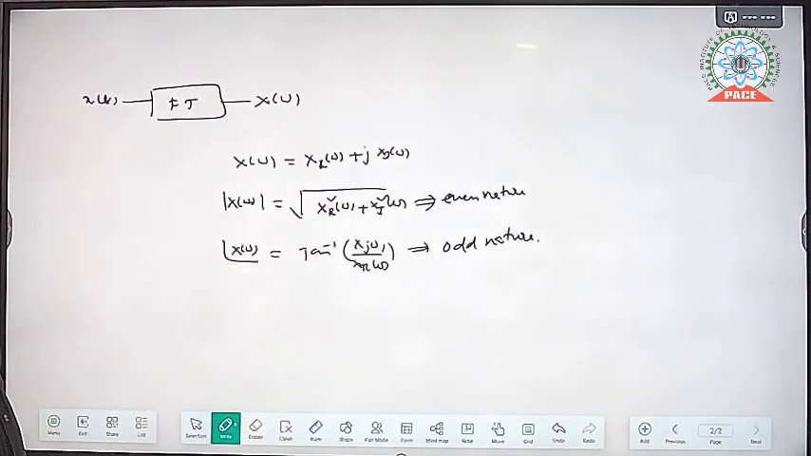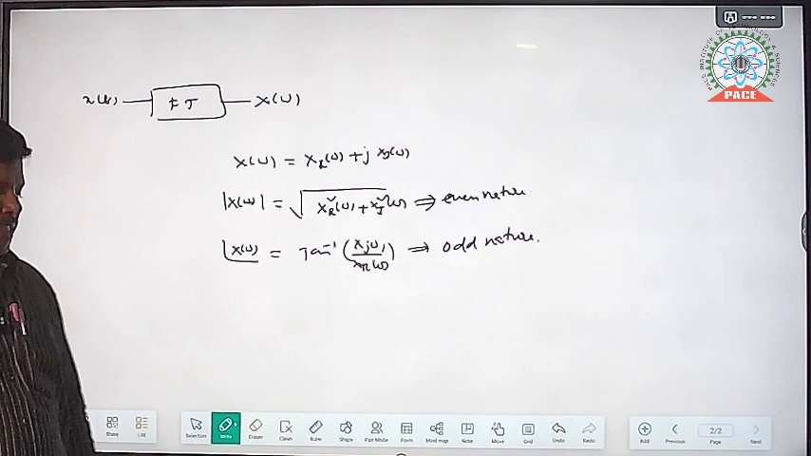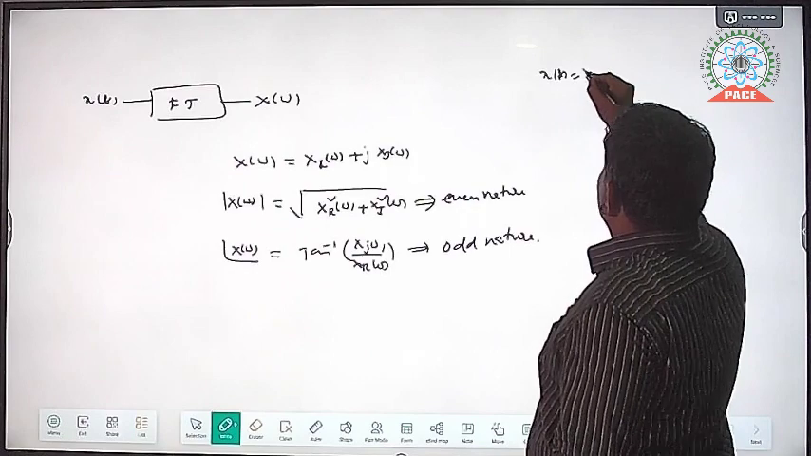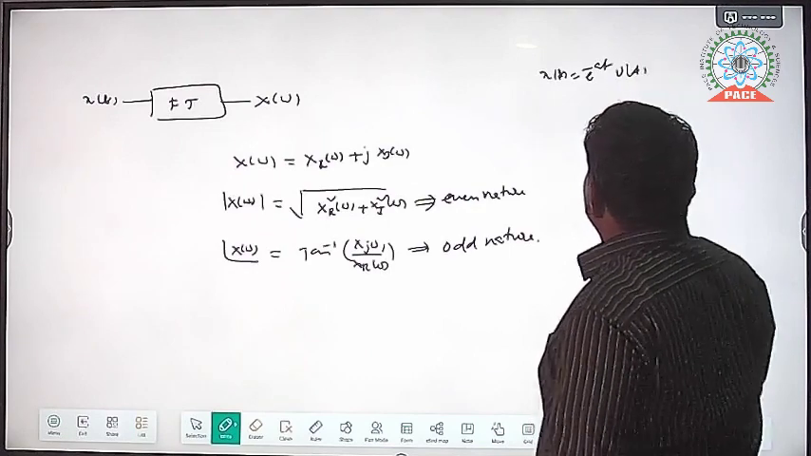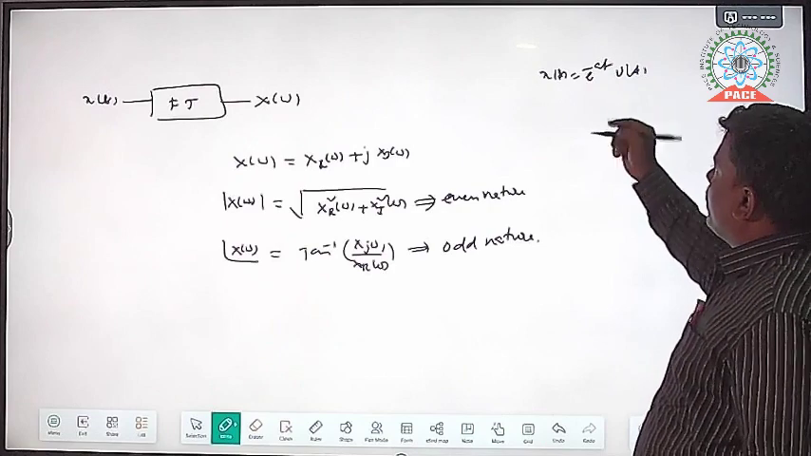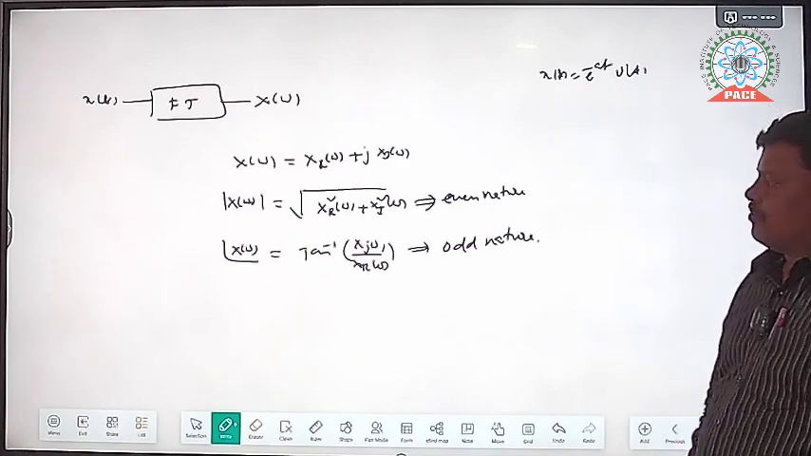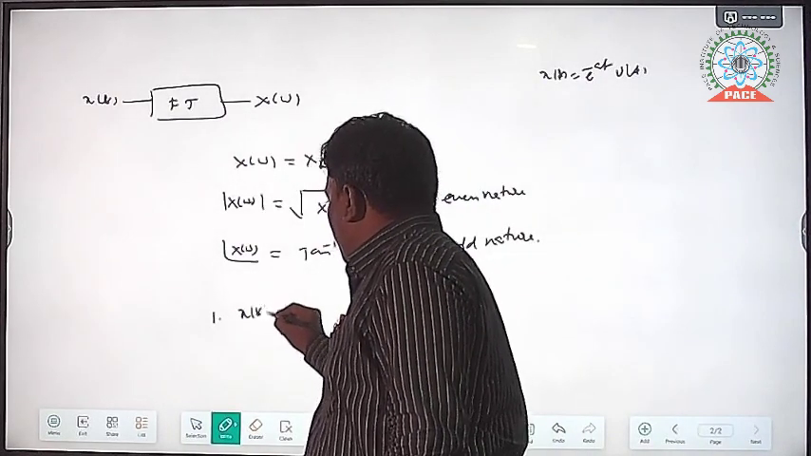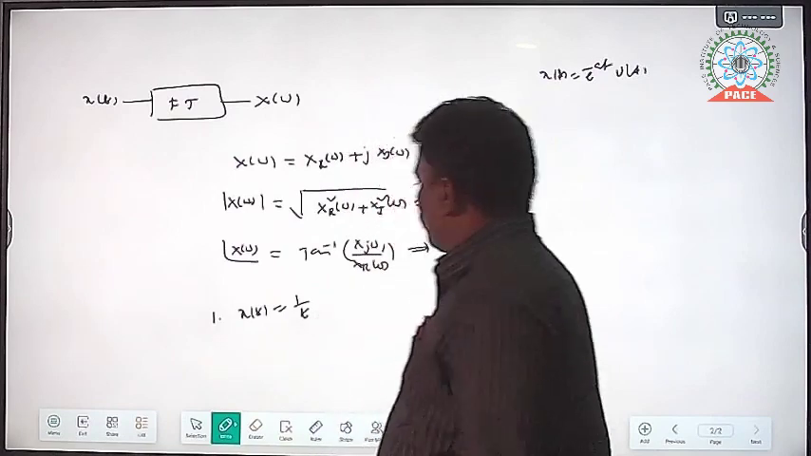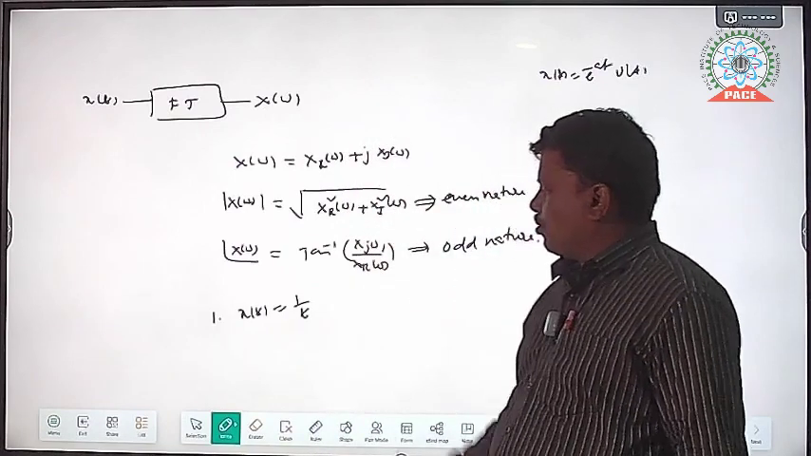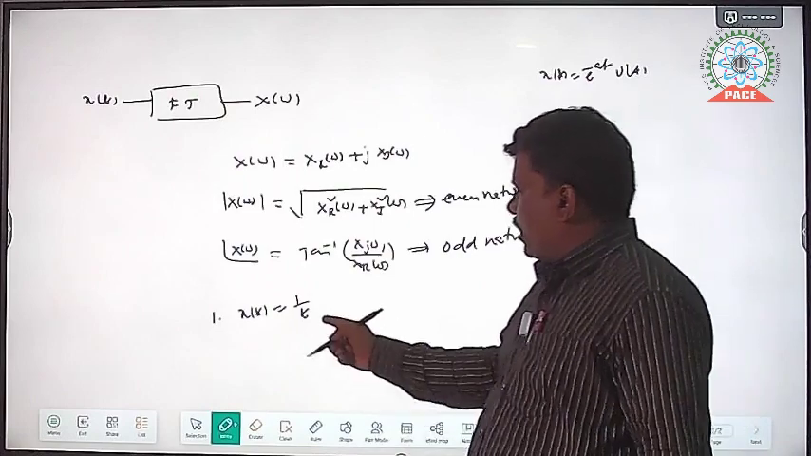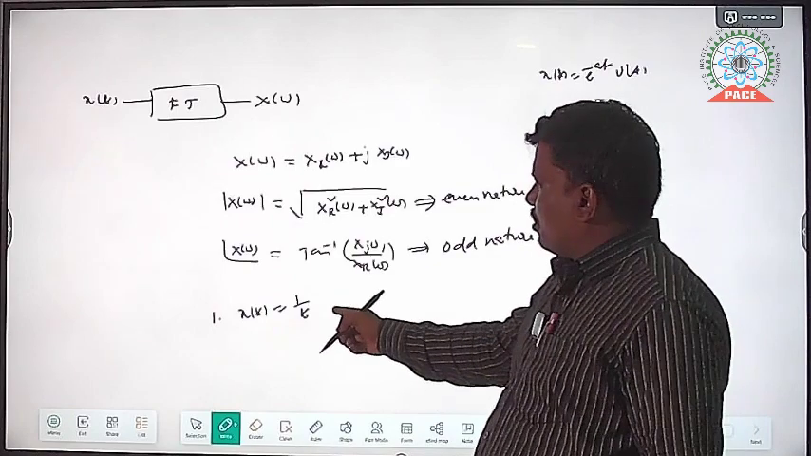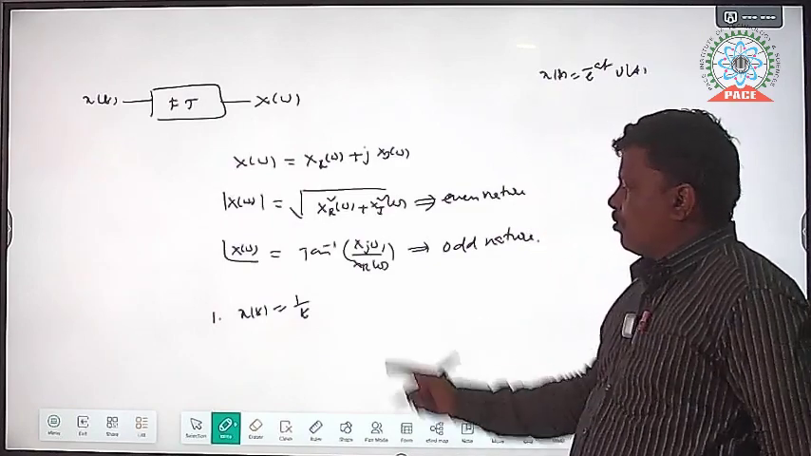Observe one signal, x of t equal to e power minus a t u of t. This signal has a Fourier transform. Some signals do not have a Fourier transform. For example, x of t equal to 1 by t. This type of signal cannot be transformed, because at time t equal to 0, 1 by 0 is infinity. The signal is not finite and does not converge, so it is not possible to apply the transform.